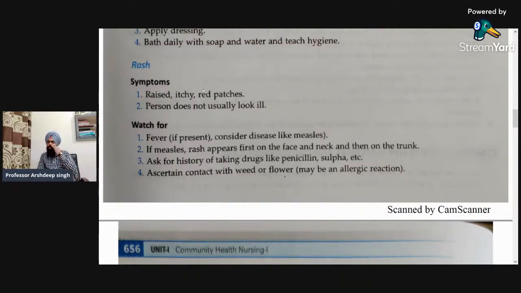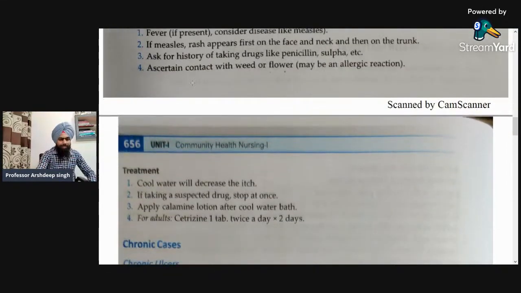Sometimes we come in touch with some flowers or weeds, and just touching the body forms an allergic reaction on the skin, and we get different types of rashes on different parts of the body. We have to take the history of why these rashes are appearing on the body.